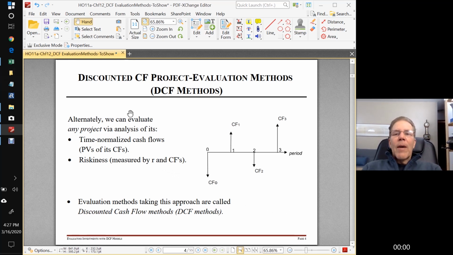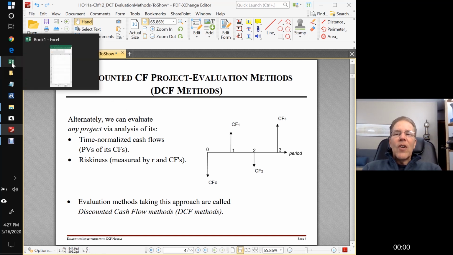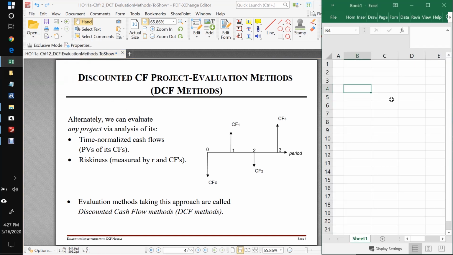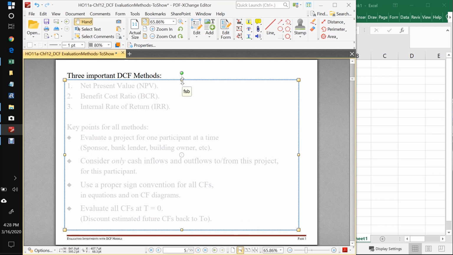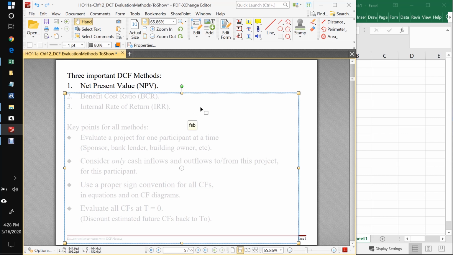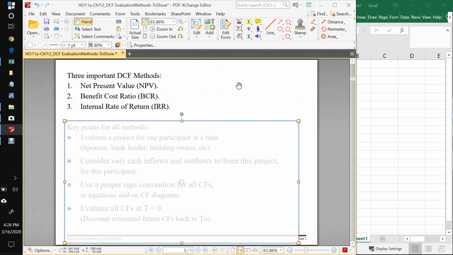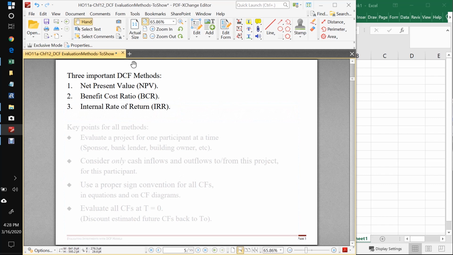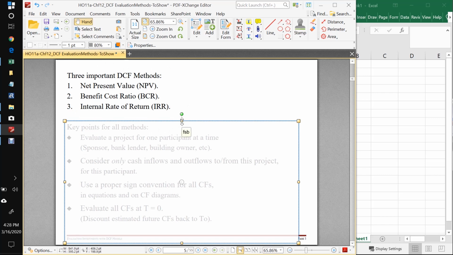And I think on that note, I'm going to pop out visually and I'll put in Excel and I'll keep going. Okay. There are three important discounted cash flow methods. The first is net present value, and the second is our benefit cost ratio, and the third one is our internal rate of return method. We're going to have to understand all three of these to see how they work and to see what their limitations are and that kind of thing.